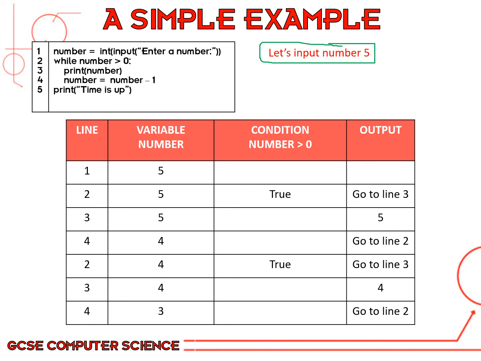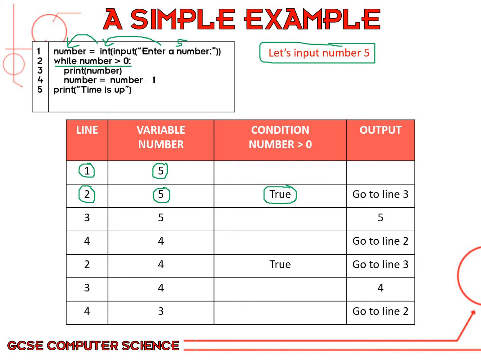So on line 1, we have input number 5 in here. It gets converted to an integer and gets assigned to the variable called number. So on line 1, we can put in 5 for the value of number. Then we move down a line and check this condition. On line 2, we've got a variable which is number 5, and the condition that we're checking is, is it greater than 0? Yes, it is. So we can say that it's true.